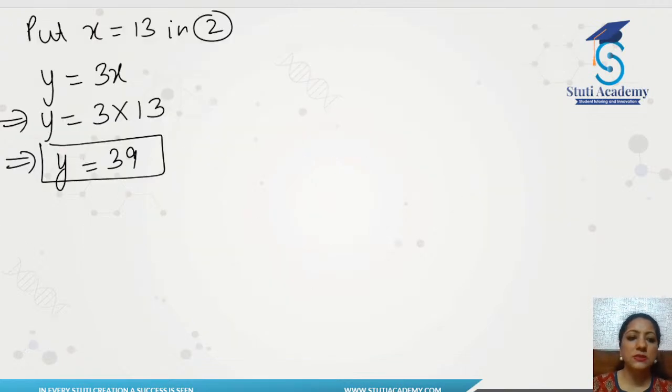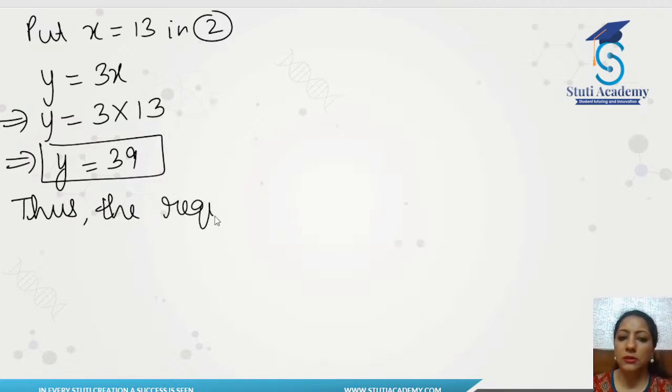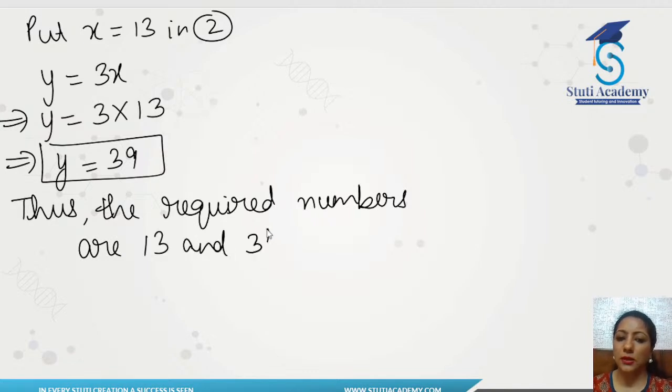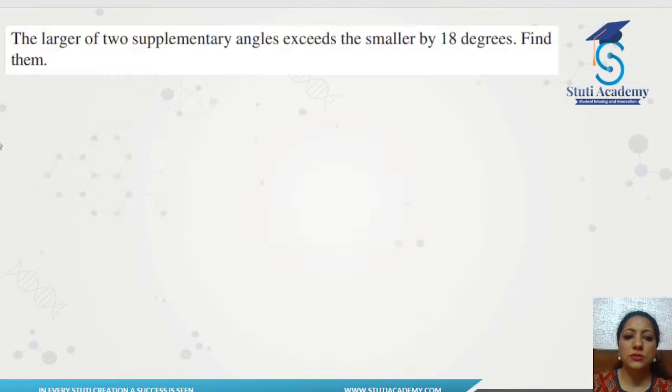So once you're done with this, please do not forget to write the concluding statement. You can just write: thus the required numbers are 13 and 39. That was very simple. So let's proceed now.